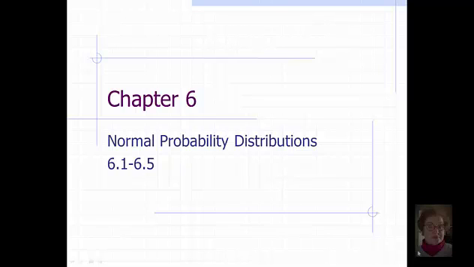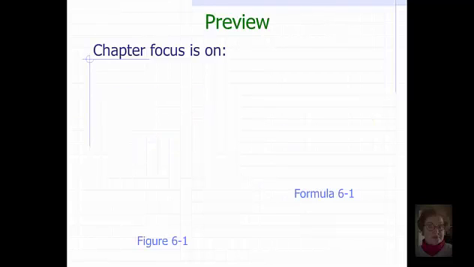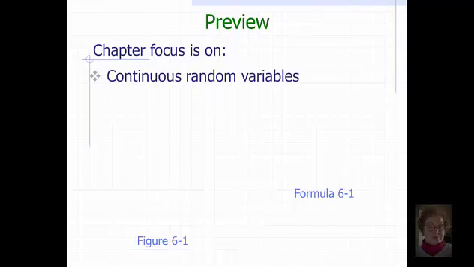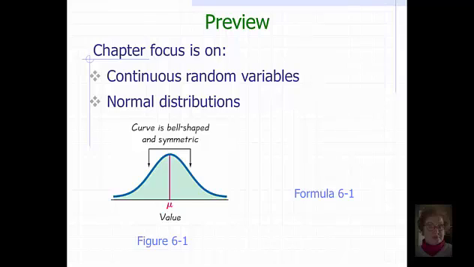In this video, we will be looking at section 6.1 and 6.2. So, what this chapter focuses on is when we talk about continuous random variables. And we're going to talk about normal distributions, but on our way there we will talk about uniform distributions.